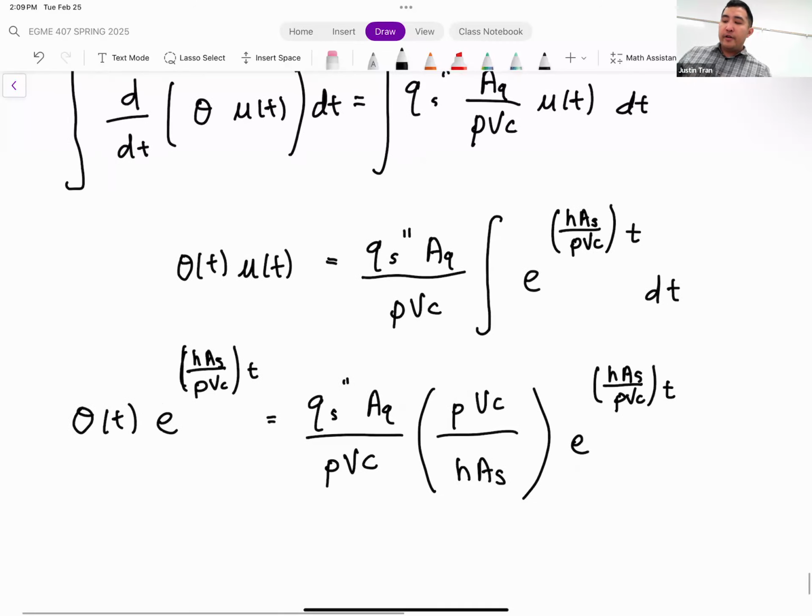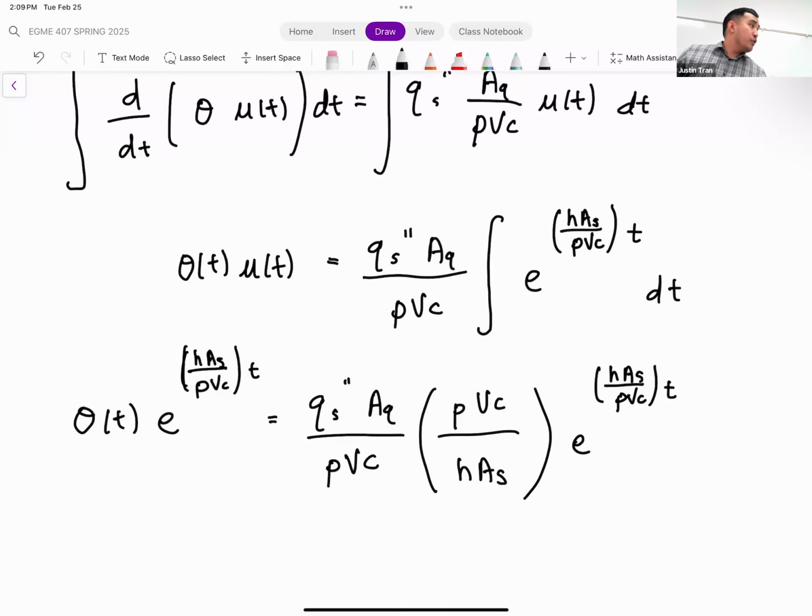Since we did an indefinite integral here, an integral without any bounds, we have to add an arbitrary constant c.